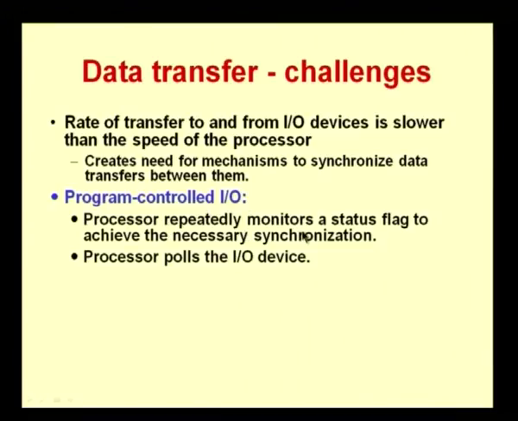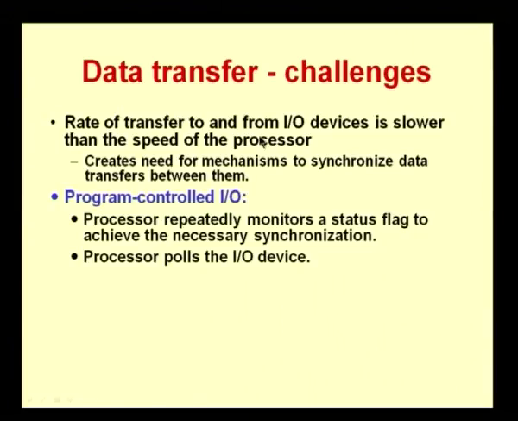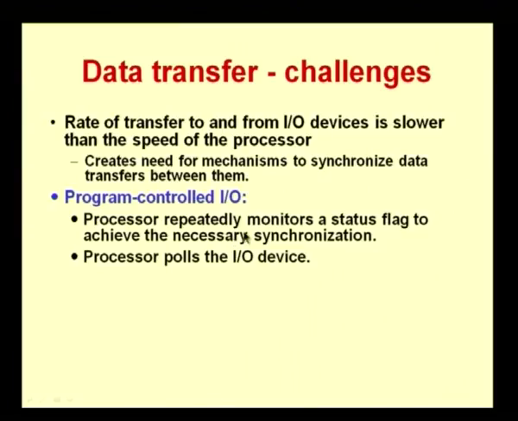Now, you have one option, which is to go in for program controlled IO, where the processor will repeatedly monitor a status flag to achieve the necessary synchronization, because the IO device is slower. So, how do I know when the IO device has become ready? You can have it done by a program. What is it that the program will do? Every now and then there will be some instructions in the program which will go and read some status flag in the device to see whether data is ready or not.